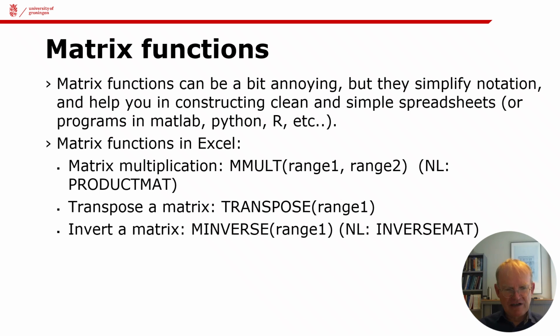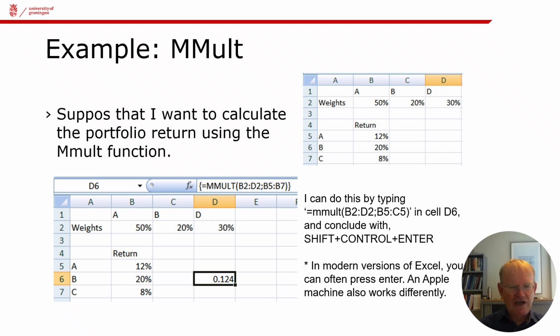So typically you would do this by first selecting the dimensions of the output matrix and then enter the command and press Shift Control Enter. But later versions of Excel are much more lenient in this, and I don't think you have to do all this. But I'll explain it as if you still have to think very carefully about how to do it in Excel.